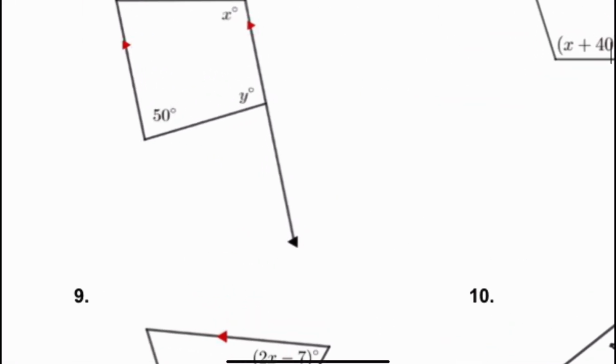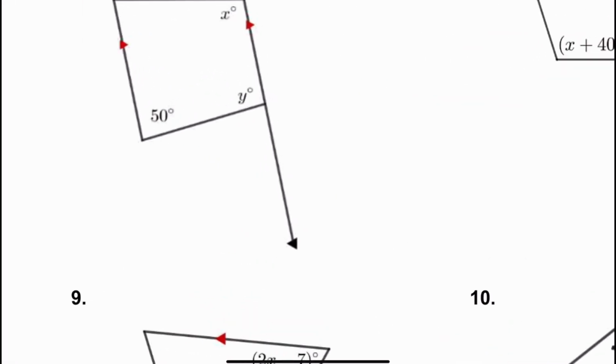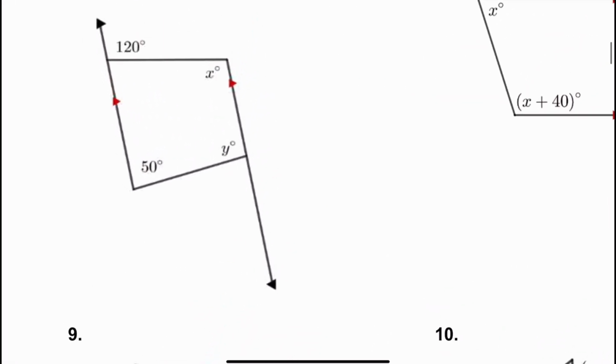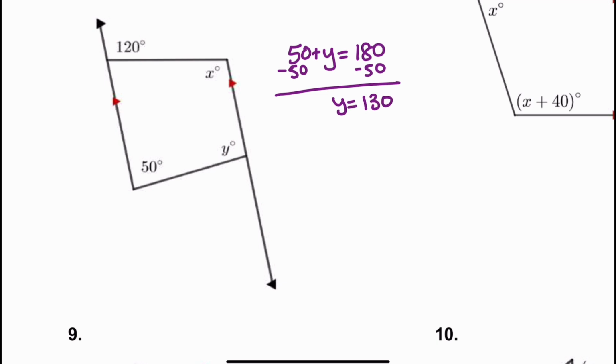Now if I look at this, I have 50 plus y has to equal 180. So all I need to do is minus 50 from both sides, and y is going to equal 130 degrees. So 130 degrees for y.